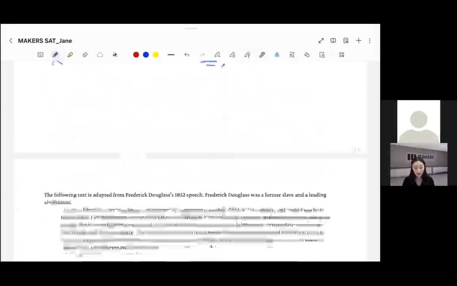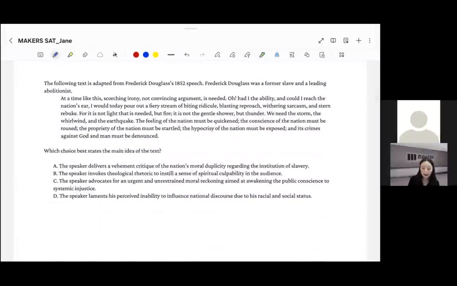Now we're going to move on to our next question. This is a main idea question, meaning that we would have to read this passage, and basically a simple summary would be the main idea, right? The following text is adapted from Frederick Douglass's 1852 speech. Frederick Douglass was a former slave and a leading abolitionist.